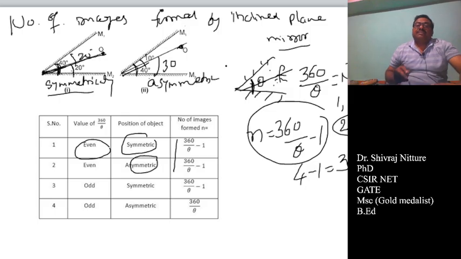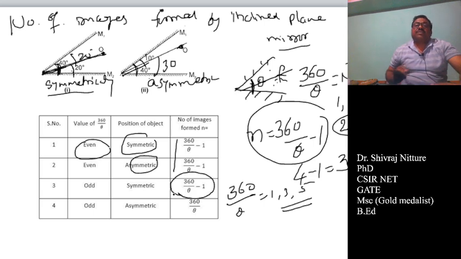In the case where 360 divided by theta is an odd number, this question arises. For symmetric placement, the number of images formed is, as usual, 360 by theta minus 1. For asymmetric placement, it is directly 360 by theta. This is the question. Understood?